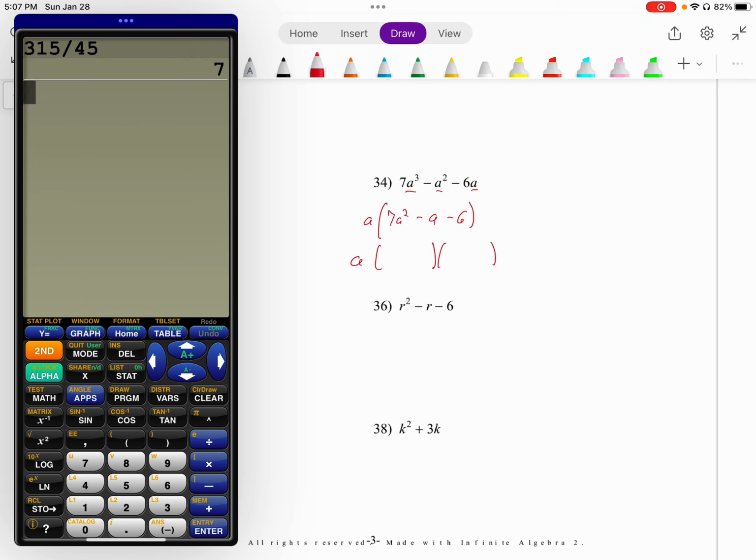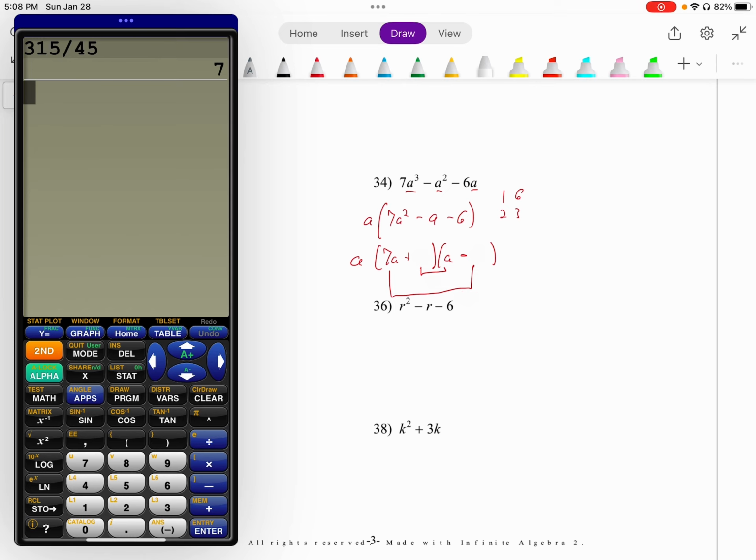So 7a squared can come from 7a times a. It's a negative 6, so we need one positive and one negative. And our options here are 1 and 6 and 2 and 3. Let's try a 2 and a 3. We're a little low on room, so 2a and negative 21a. That is negative 19, so that does not work. Let's switch the 3 and the 2.